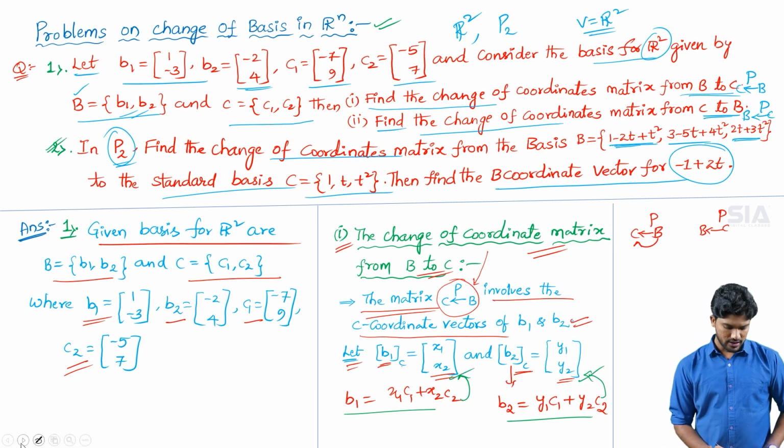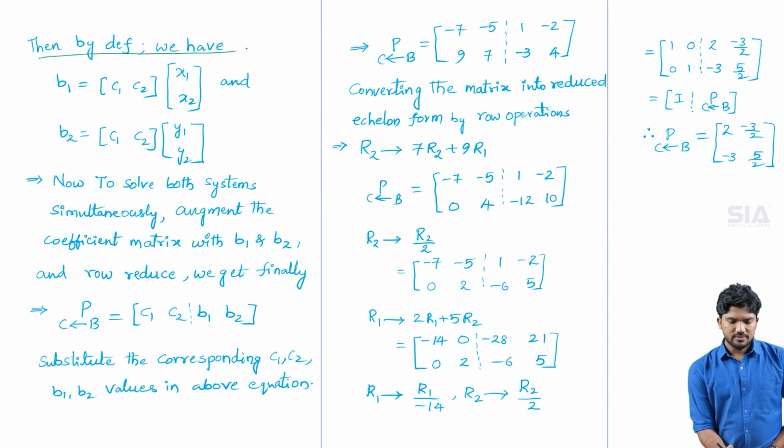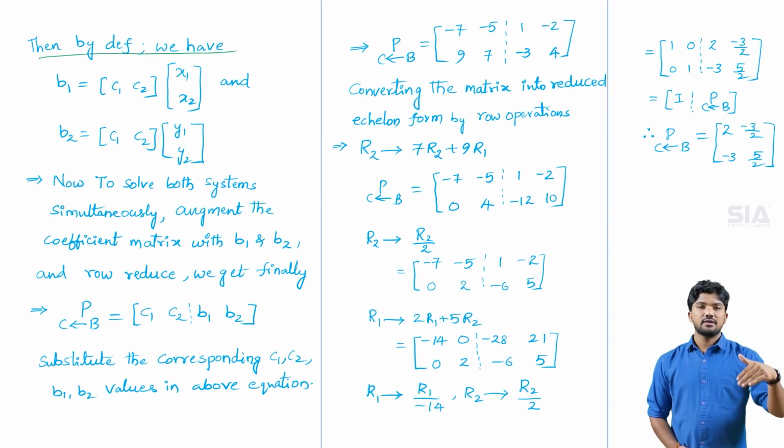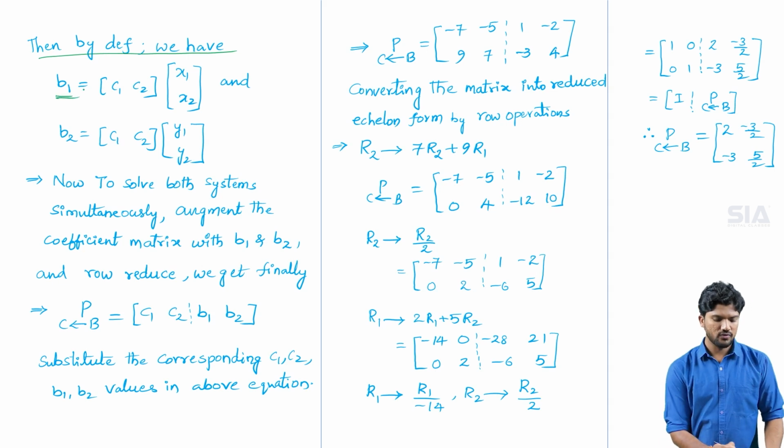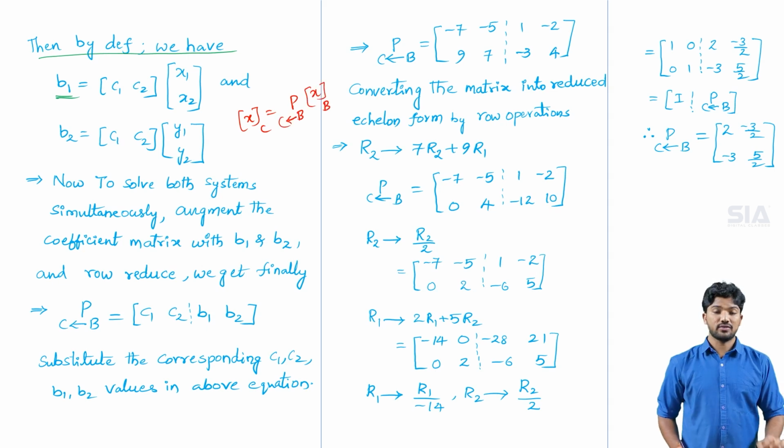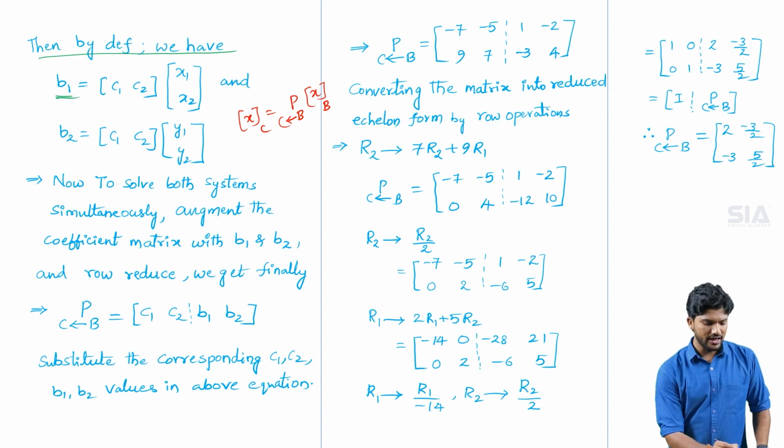So therefore, by the definition, which definition? According to the coordinate mapping definition, b1 we can write in the matrix format. The definition you know very well: the C coordinate matrix of x is equal to P from B to C times the B coordinate matrix of small x. From this definition we can write b1.